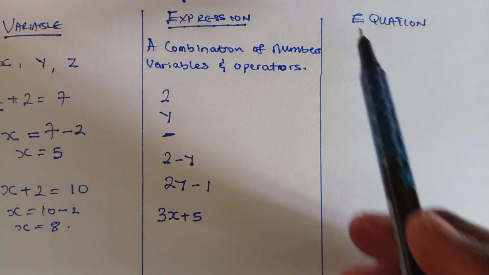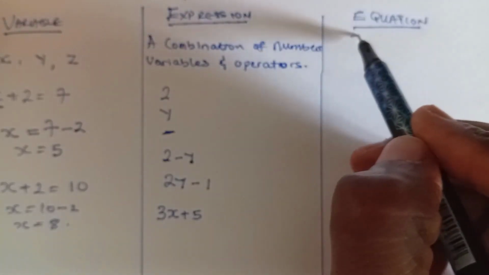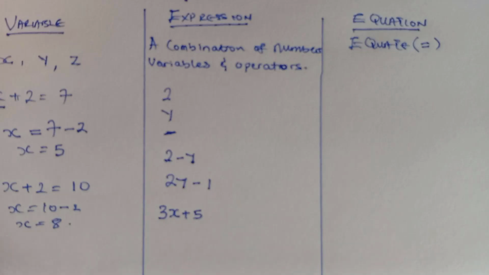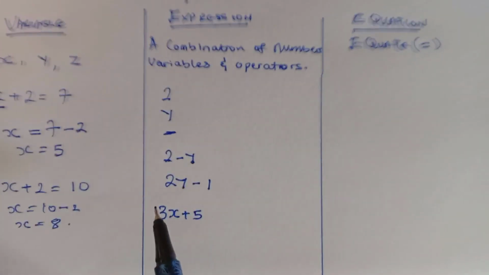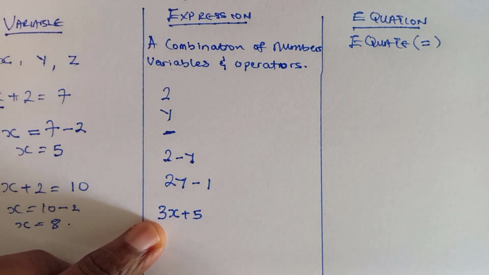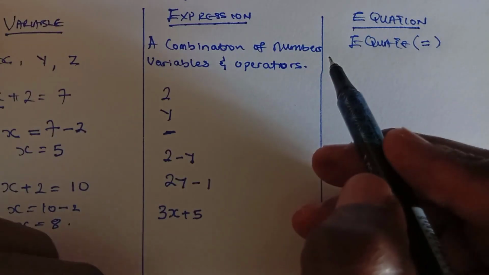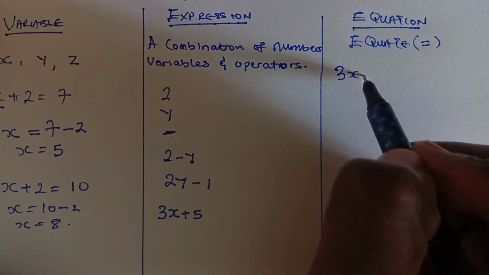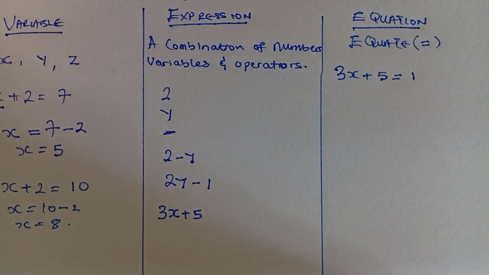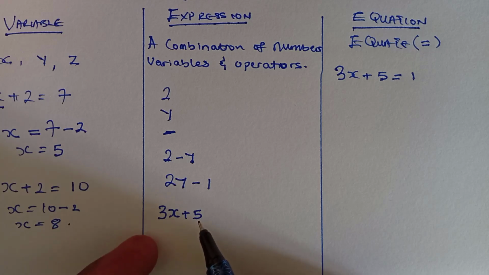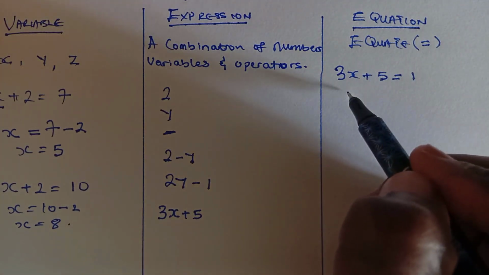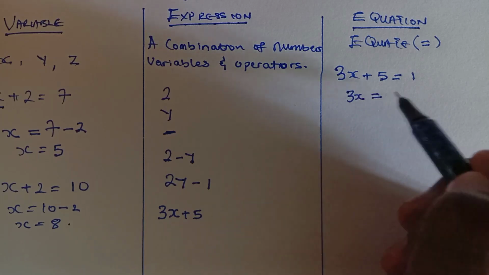And the last one we have is equation. So equation comes from the term equate, which is also the equal sign there. Now, an equation is simply an expression that has an equal sign. So this is an expression, but if we have an equal sign, it becomes an equation. So let's see. If we have 3x plus 5 and we equate it to a number like 1, this becomes an equation. So this expression is like an English sentence that is not correct, but this equation is like a complete sentence in English.